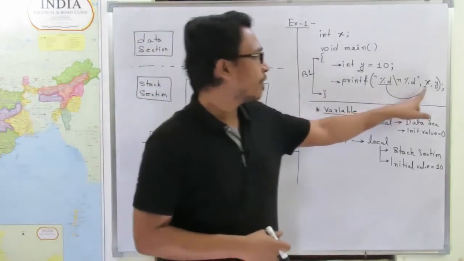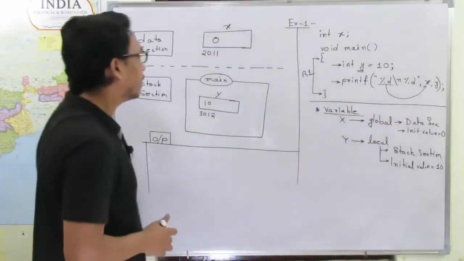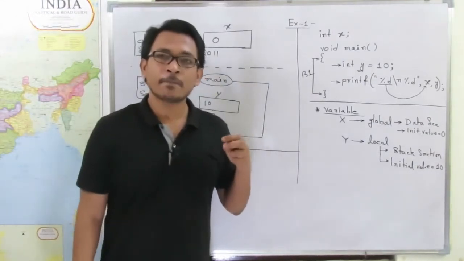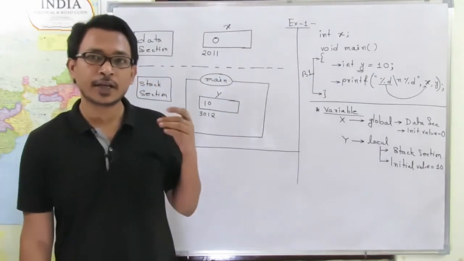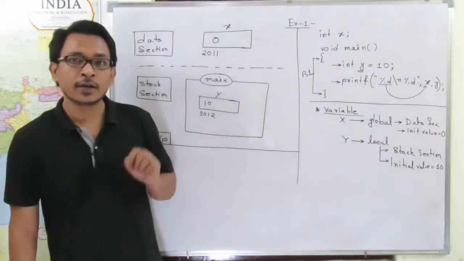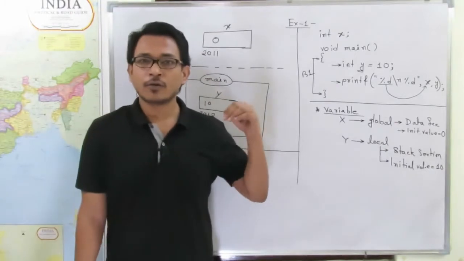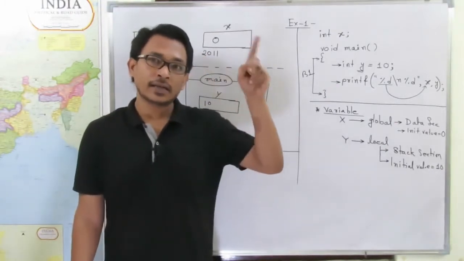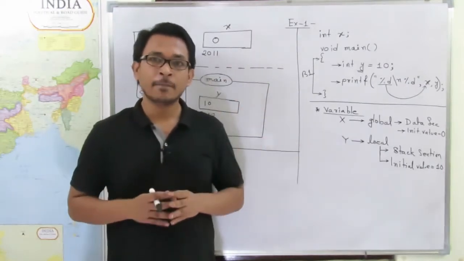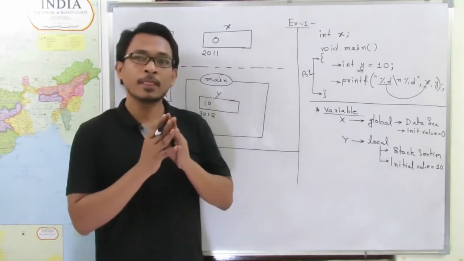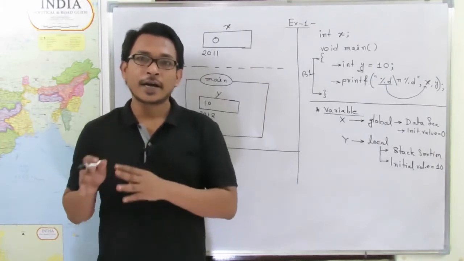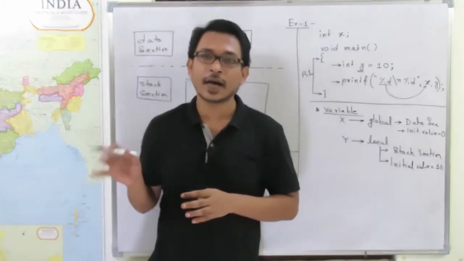So how will the system find this variable? Look, whenever we use any variable, first of all the system searches for that variable inside the local block itself. If the variable is not declared inside the local block, then it will go to the global block, that means the data section. If the variable is not declared even in the data section, then the system will give an error called undefined symbol, or undefined identifier.